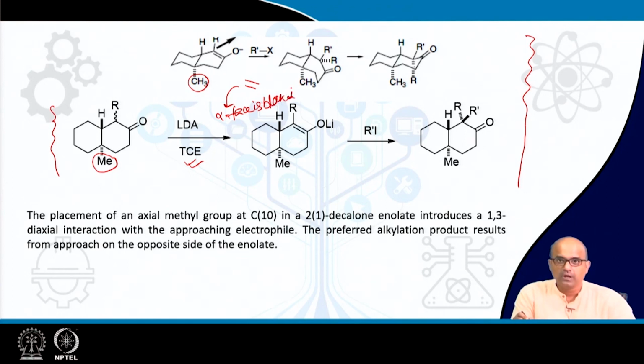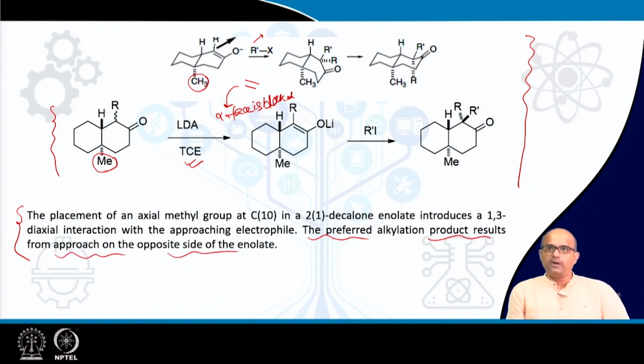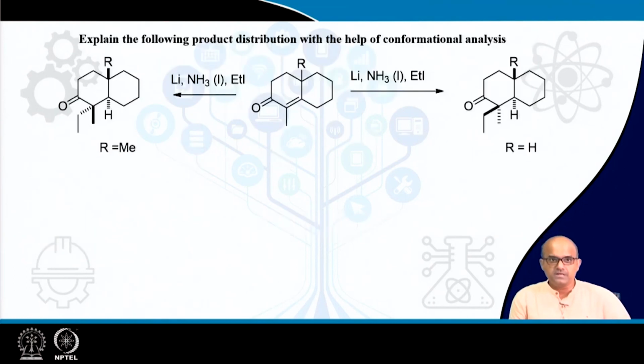If the alpha face is blocked, you definitely do not have any other option. The incoming electrophile, R prime, will come from the beta face, as an equatorial attack. The same thing we have written here. The placement of an axial methyl group at C10, this one, in a 2-decalone enolate introduces a 1,3-diaxial interaction with the approaching electrophile. So the preferred alkylation product results from an equatorial attack on the opposite side of the enolate. This can be very well explained in terms of the rigid conformational bias of the parent compound.